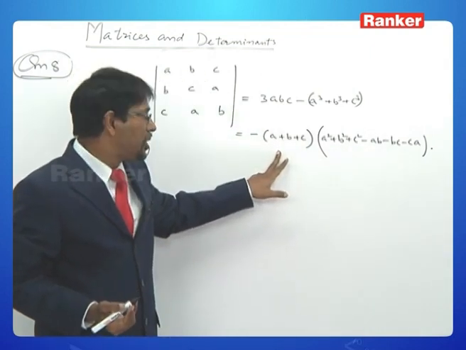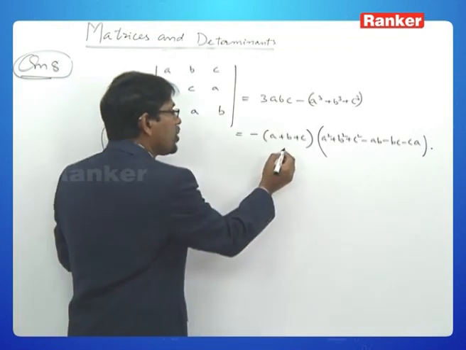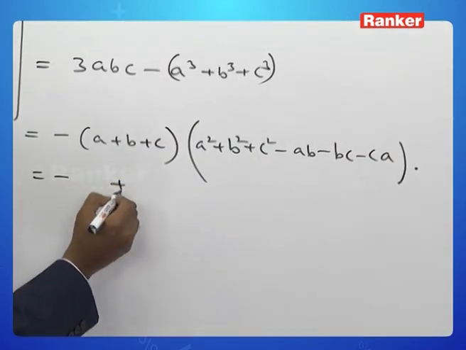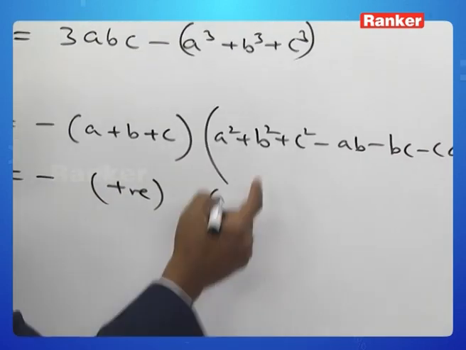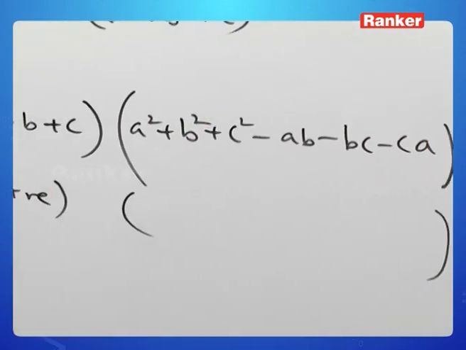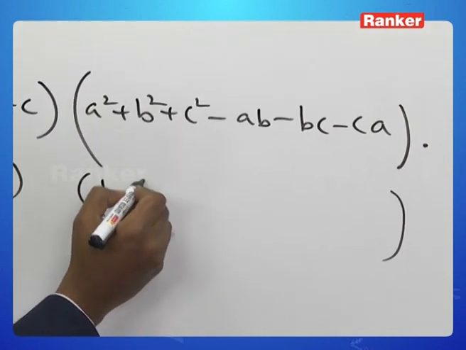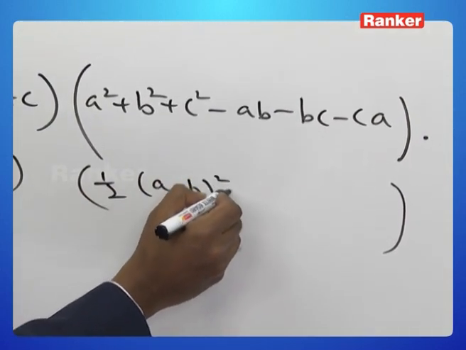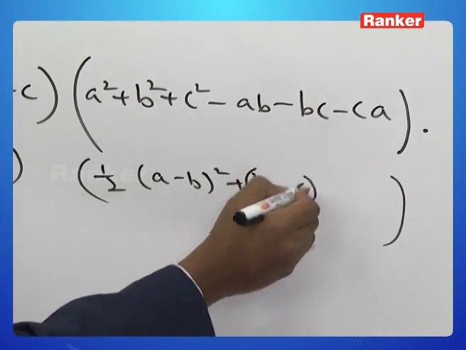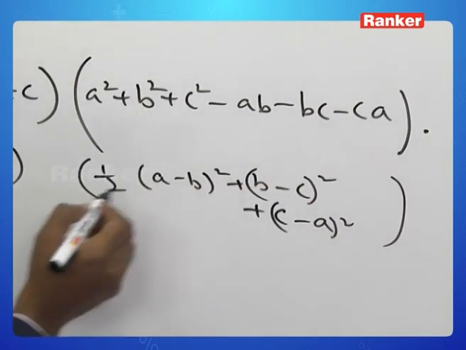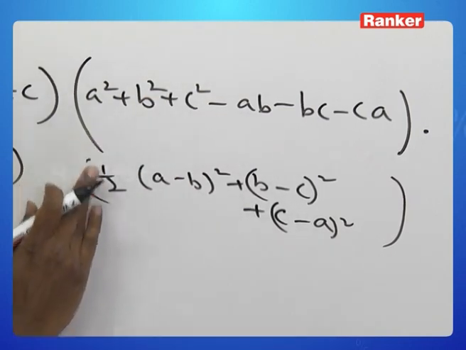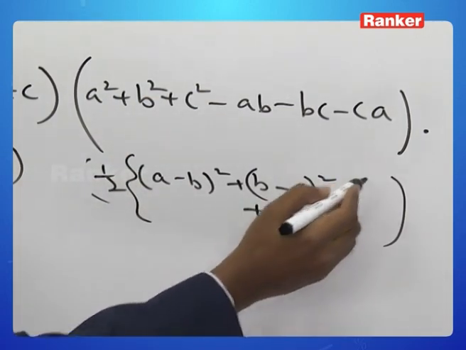What about the first part? A, B, C are given to be positive numbers, so this part is positive. Minus of a positive quantity. What about this? This is clearly a positive quantity. It is half of (A minus B) whole square plus (B minus C) whole square plus (C minus A) whole square. This entire expression is half into this thing.